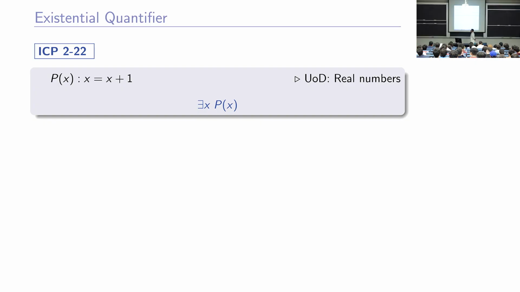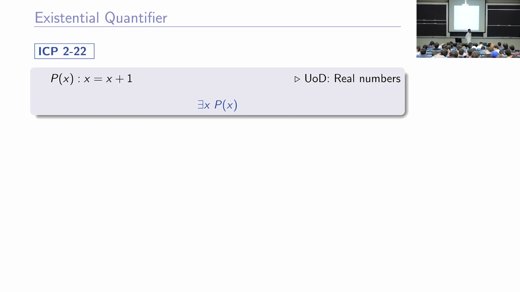P of x is the statement that x is equal to x plus 1. The claim or the statement is: there exists x among real numbers such that x is equal to x plus 1. Right? There exists a real number which is equal to itself plus 1. That is the statement. Is it true?